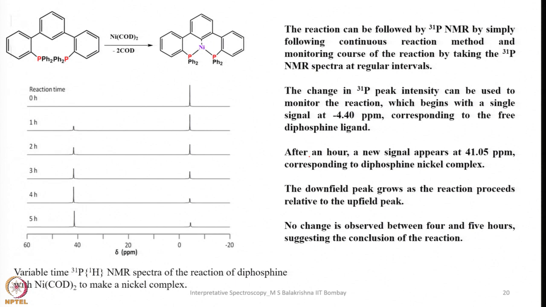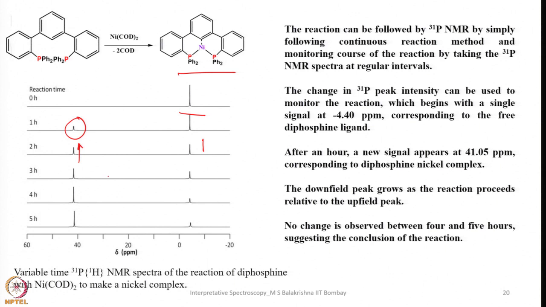Take the ligand and add it to Ni(COD)2 in an appropriate solvent. Initially, when you just begin the reaction, you can see the signal due to only phosphine here. With time, for example after 1 hour, you can see another peak starting to develop here, much downfield. This indicates the beginning of the formation of this compound. And then at 2 hours, the concentration of ligand is gradually decreasing and this one is slowly increasing.